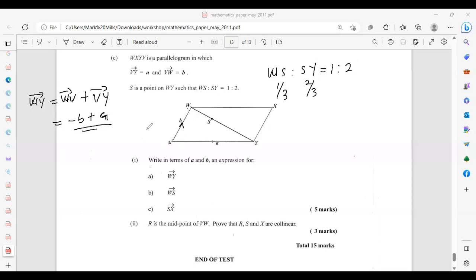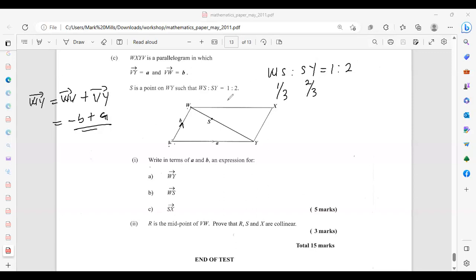Right. Now remember that when you have WY, you want to find WY, but you go around, you move from W to V, then V to Y. That's the direction. After I get to the direction, you write your answer now. You follow through?